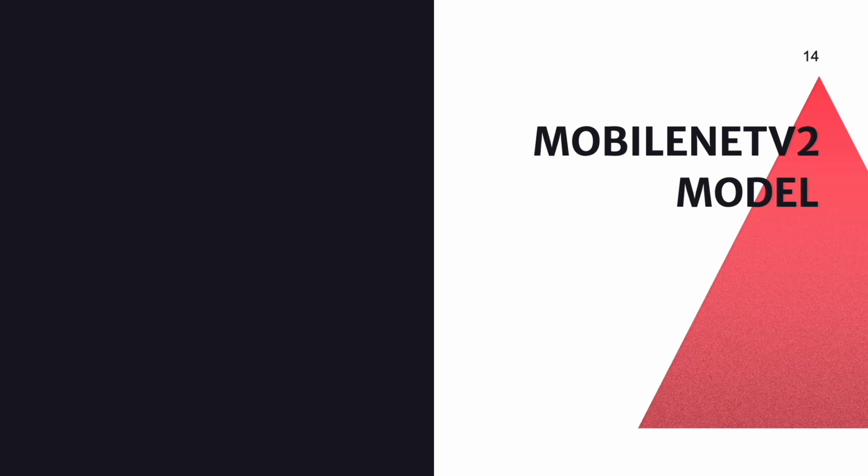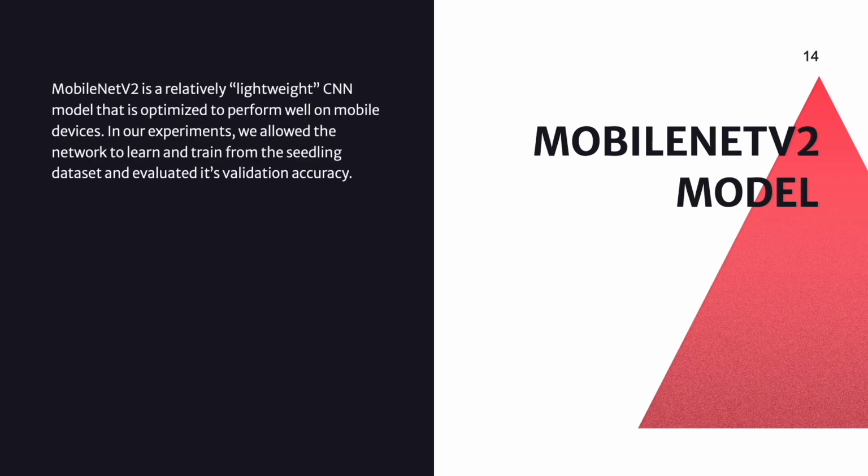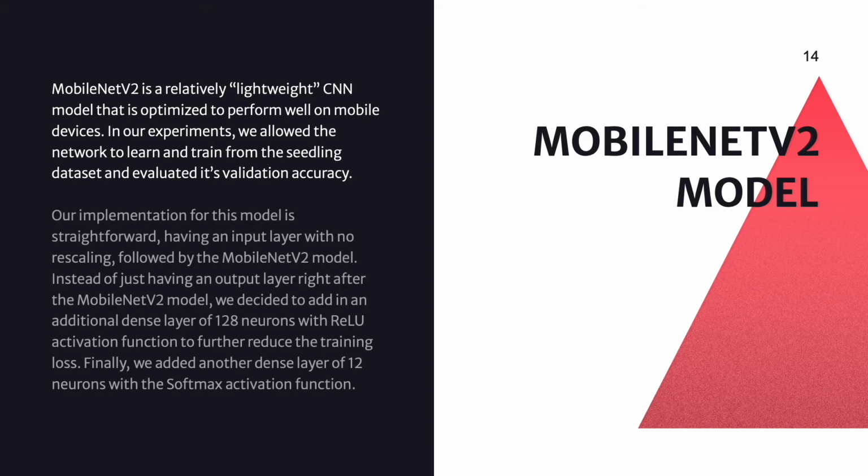MobileNet v2. MobileNet v2 is a relatively lightweight CNN model that is optimized to perform well on mobile devices. In our experiments, we allowed the network to learn and train from the seedling dataset and evaluated its validation accuracy. Our implementation for this model is straightforward, having an input layer with no rescaling, followed by the MobileNet v2 model.